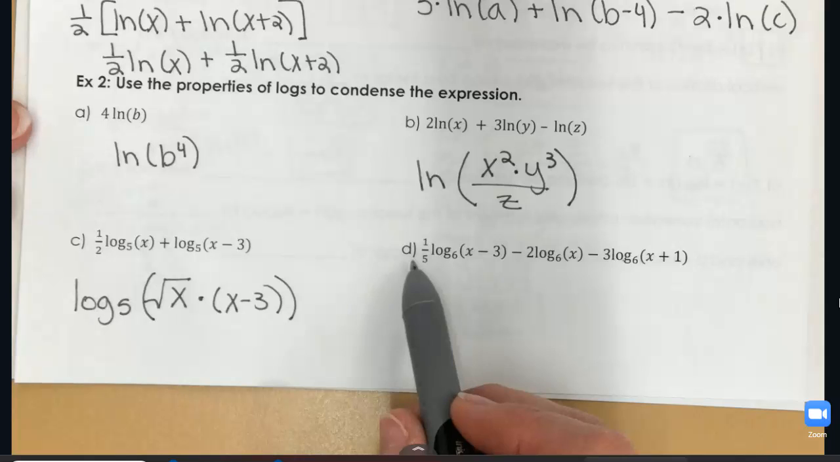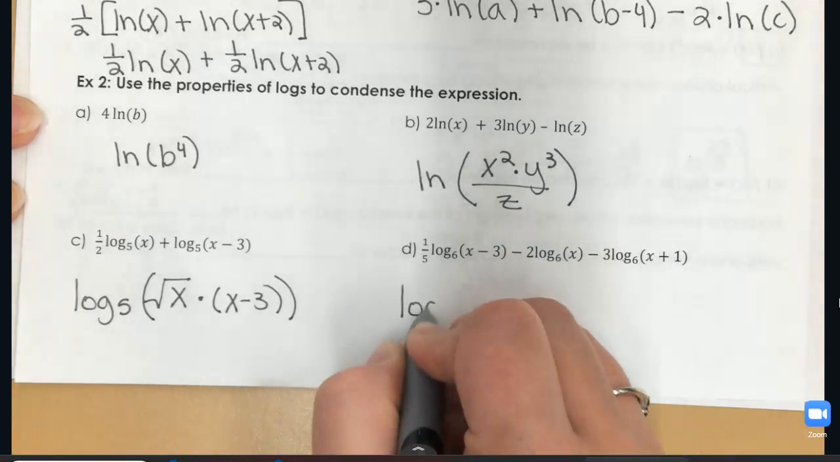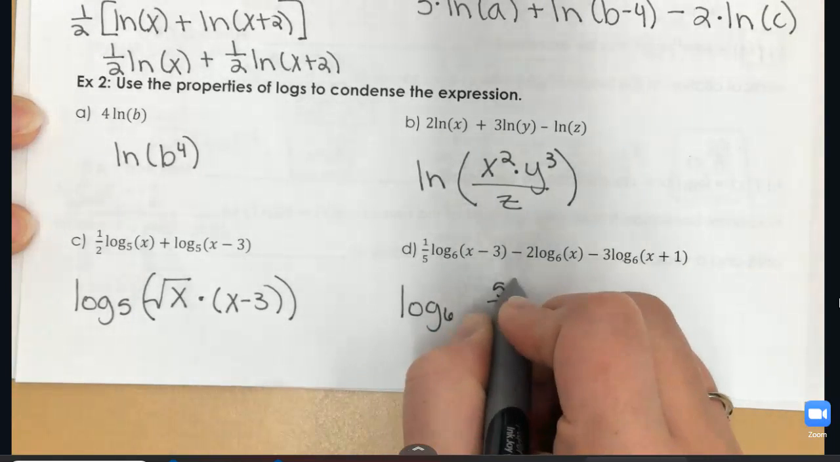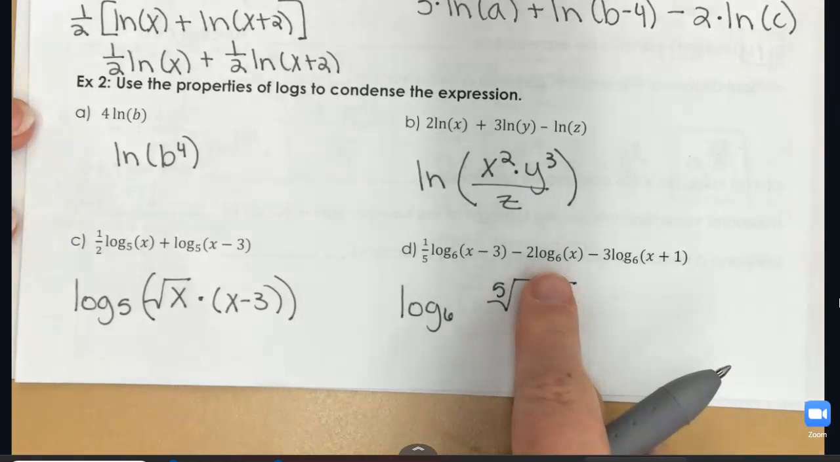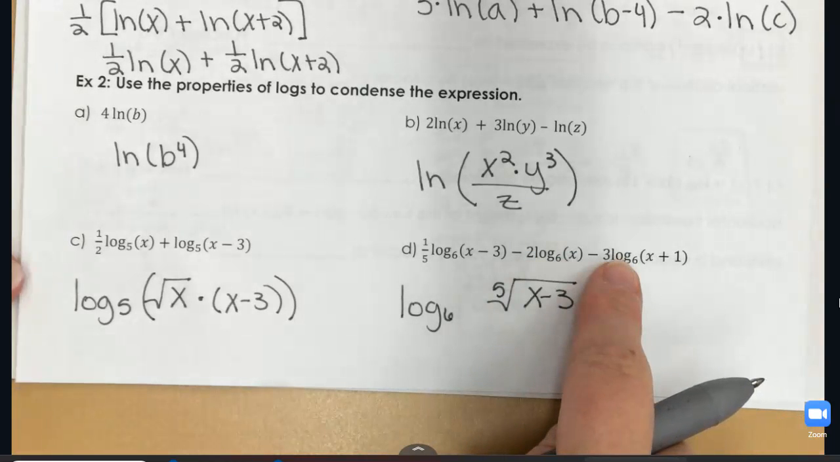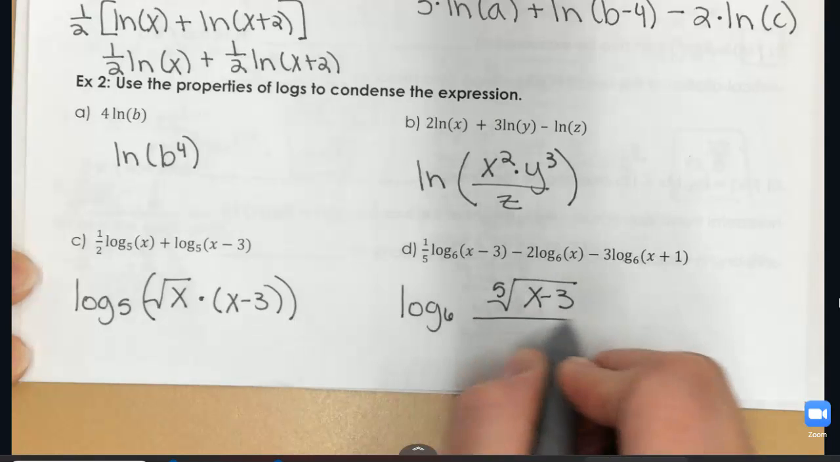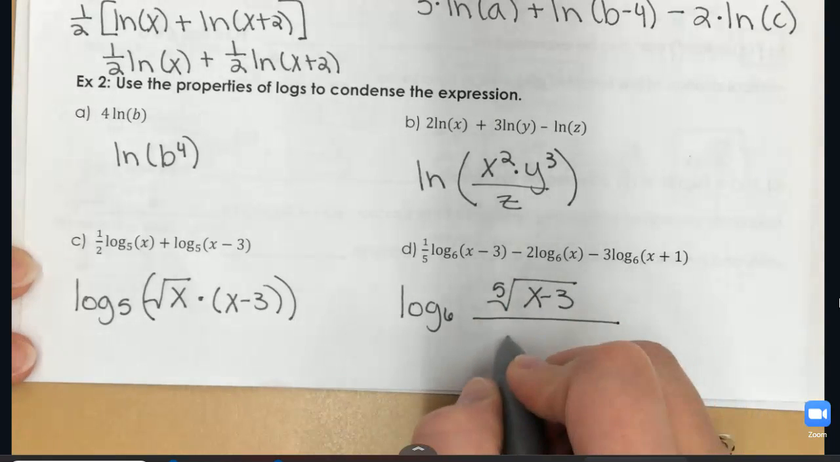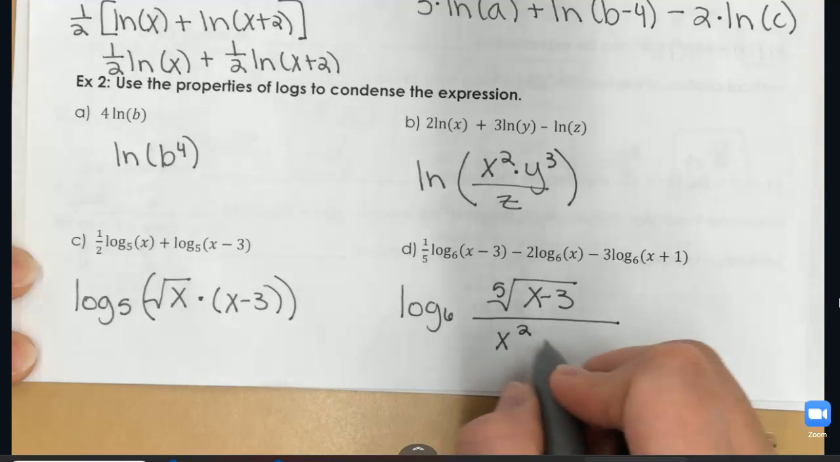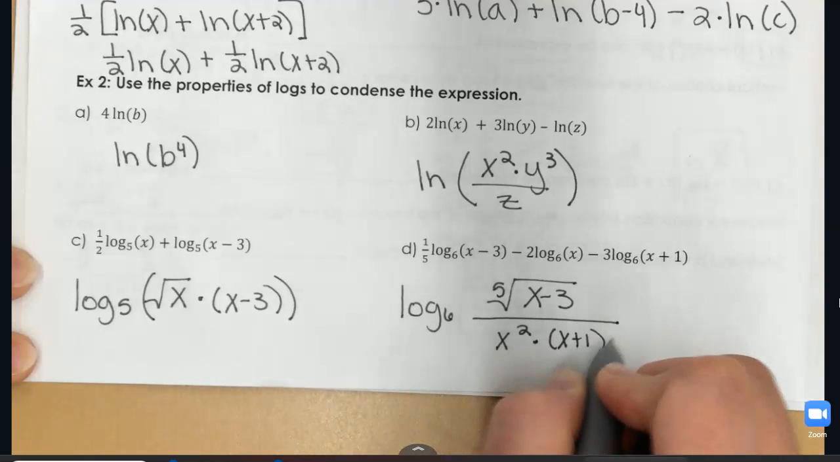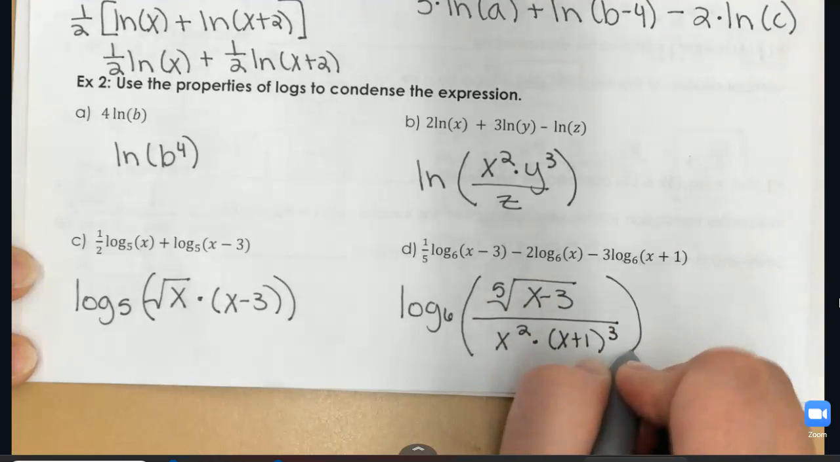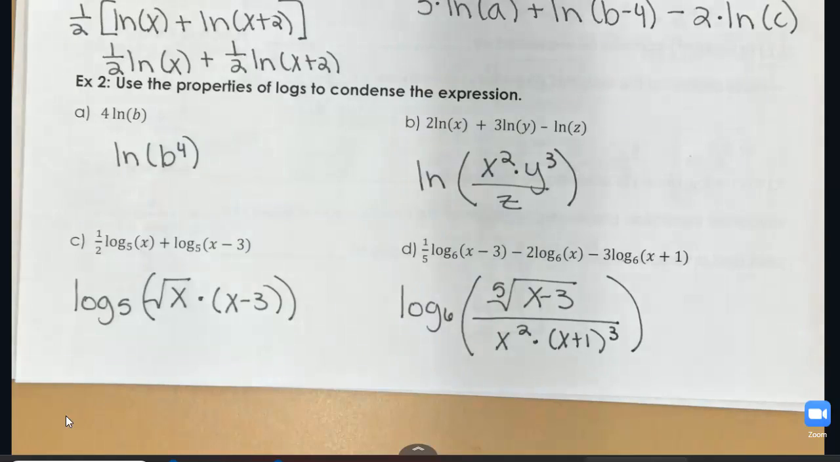And then on the last one, I have 1/5. That means this is going to have been the 5th root of x minus 3. Then the next 2 are both being subtracted, so that means that they are both going to go in the denominator. The 2 means that this was x squared. The 3 means that this was being raised to the 3rd power. And there's my final condensed logarithm.